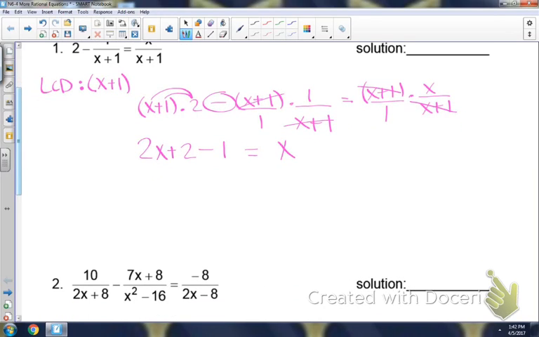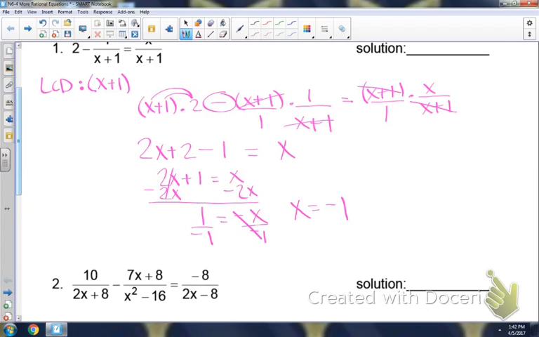Okay, so now we have a linear equation that we're solving. Notice we have x's on both sides, so I'm going to combine like terms on the left side before I start moving things. So that's 2x plus 1 equals x. Since I only have an x on that right side, I'm going to go ahead and subtract the 2x over. And then you get 1 equals a negative x. And then divide by negative 1. So you get x equals a negative 1.